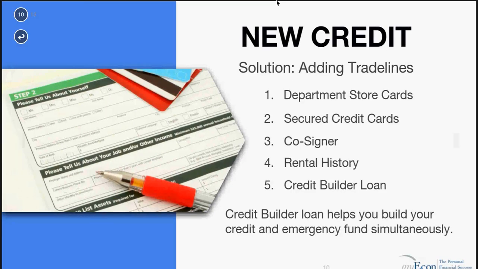New credit. Now, 10% of your credit score will be based on your ability to get new credit. However, this can be a challenge if you have a low credit score. I'm going to be honest with you. Consider doing one of the following. Apply for a department store card. If your credit isn't too bad, you may be able to get approved. Apply for a secured credit card, where you can put $500 to $1,000 on a secured credit card and use that card to build new credit.